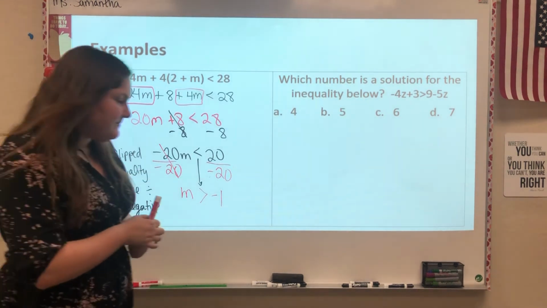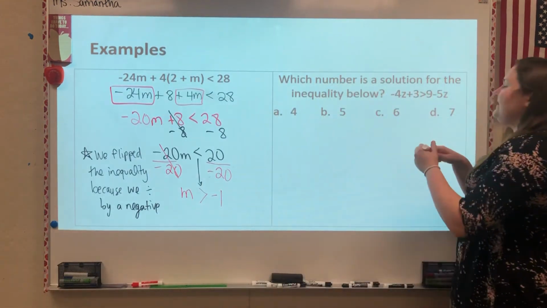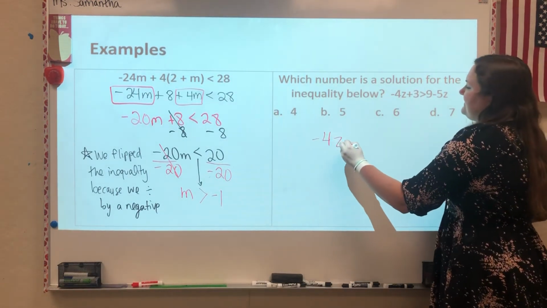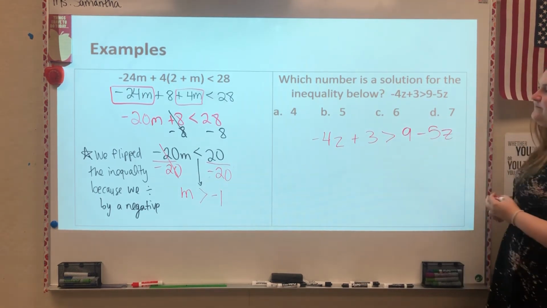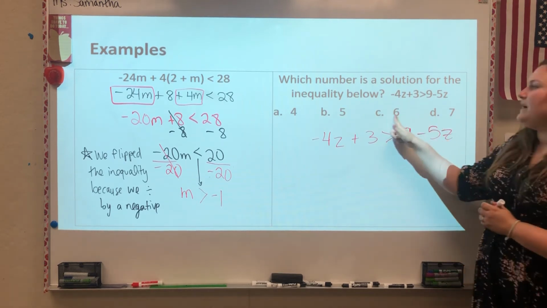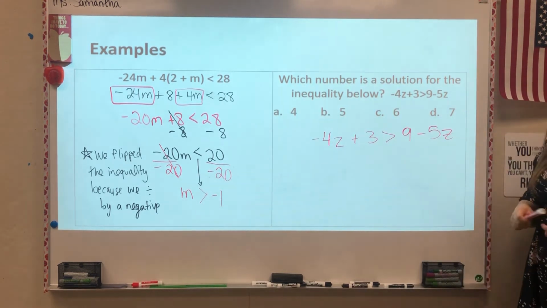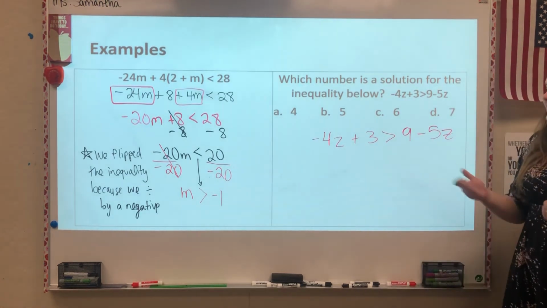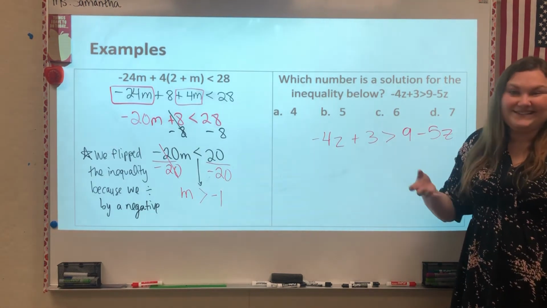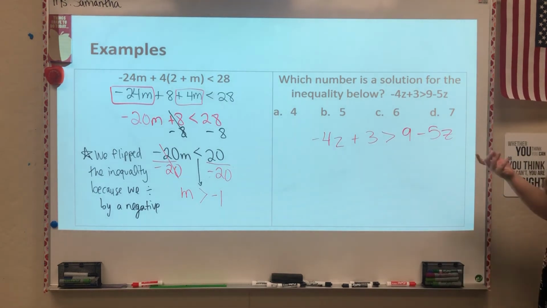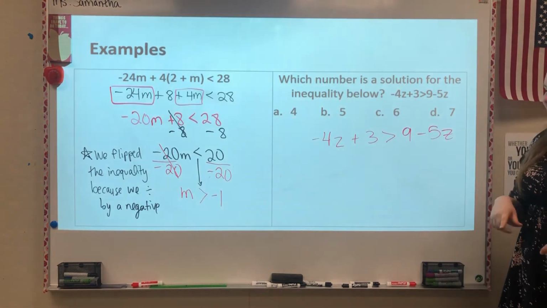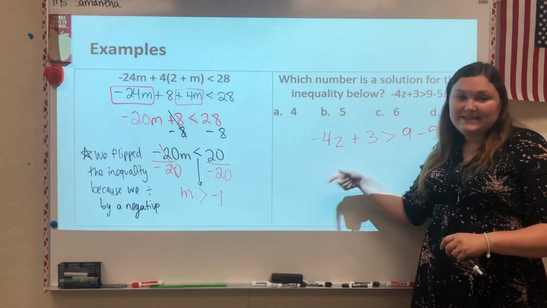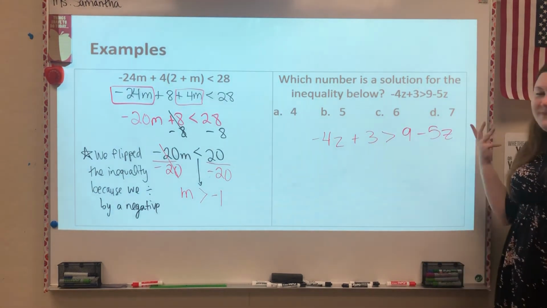All right, there's one last example to look at. We've got negative 4z plus 3 is greater than 9 minus 5z. The question is saying which number is a solution for the inequality below. In order to answer that question, it's going to help us if we solve it first so we can see what z is. Again, there's a couple different ways you can do this. One of the steps you're going to need to do though, you've got z's on both sides. You don't want it on both sides, you only want it on one side. So you could cancel your negative 4z, you could cancel your negative 5z, doesn't matter which way you do it.